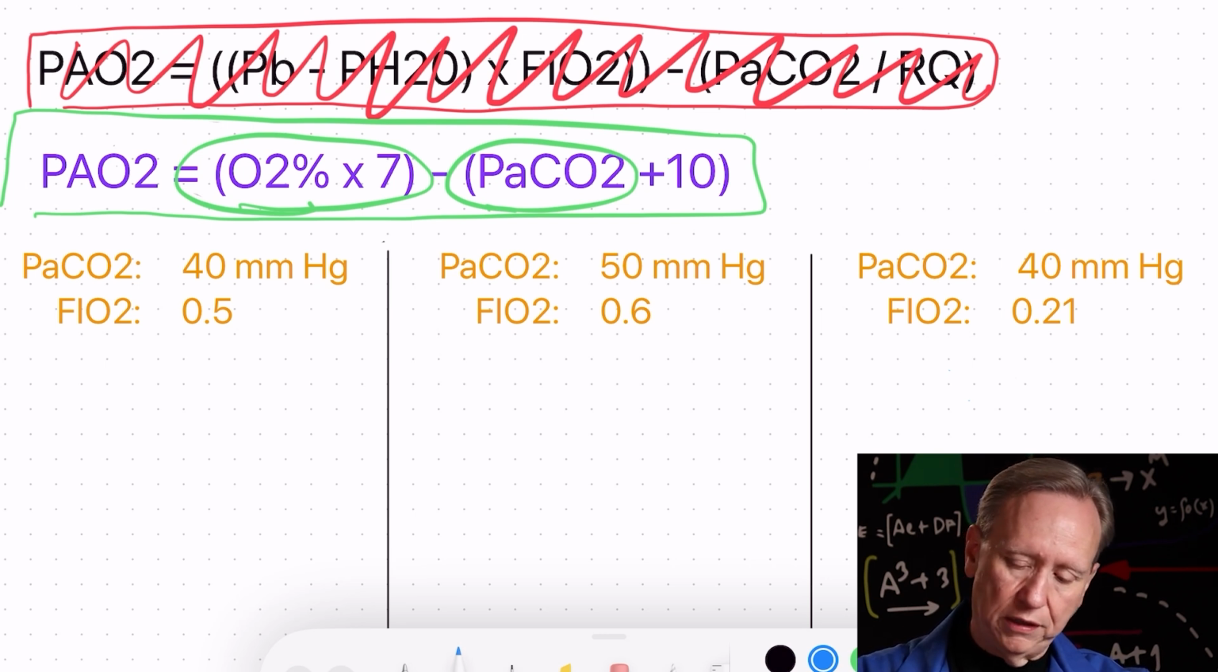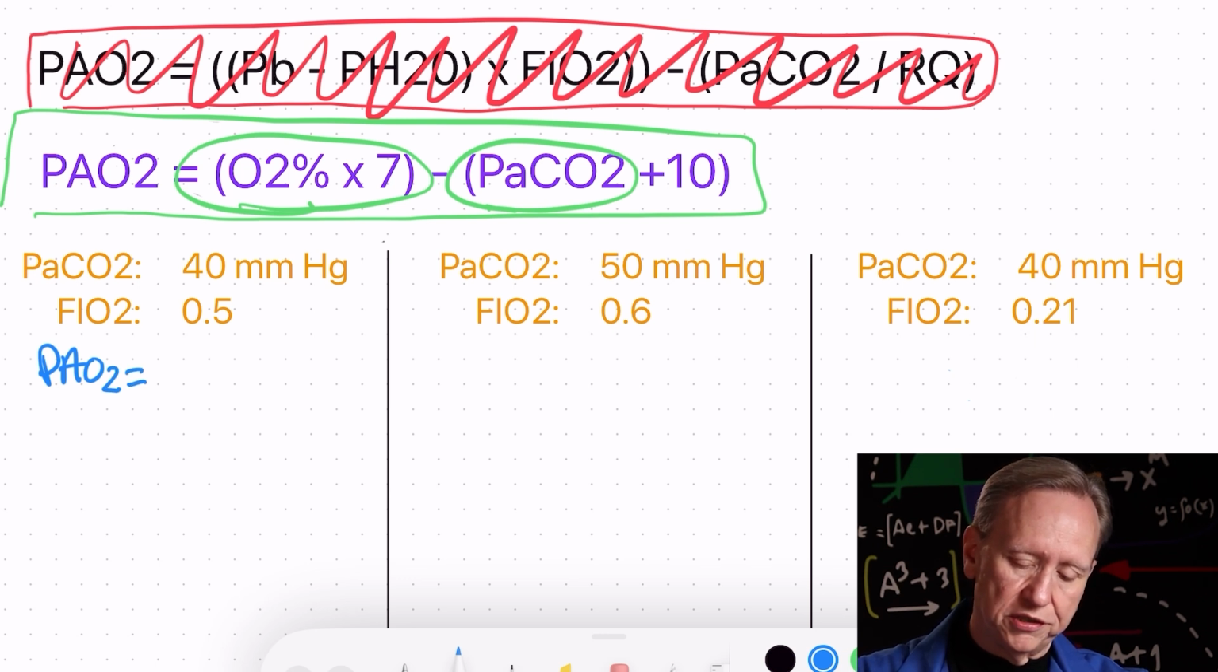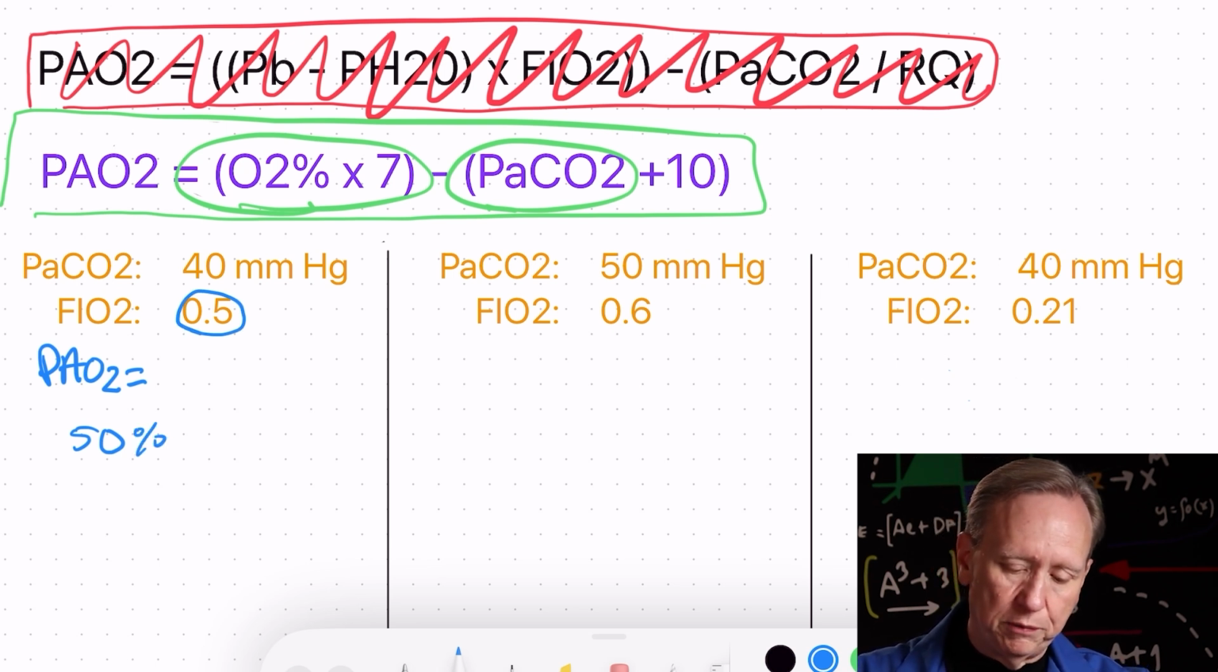First thing we'll say is that PaO2, that's what we're calculating, is equal to, remember it's got two parts. The first part is the FiO2, or the oxygen percentage, the O2%, times 7. In this case, we're just going to substitute the right answers in there, so we're dealing with 50%. Remember, this is in decimal form, but we want the percent form. So we're going to say 50%, times 7, and that's going to equal 350.